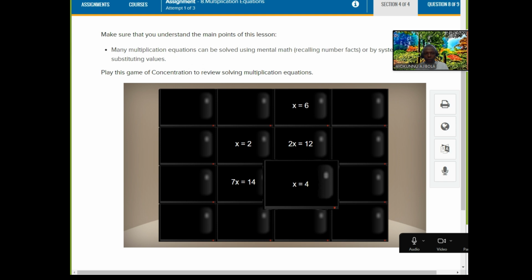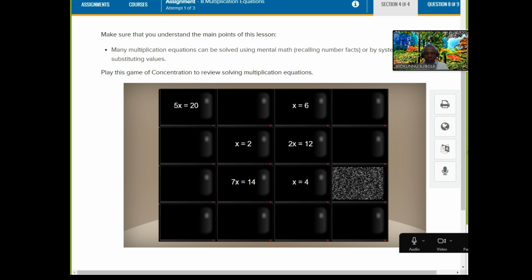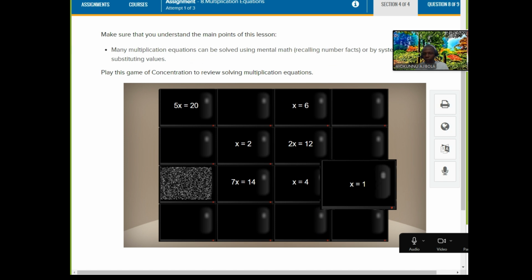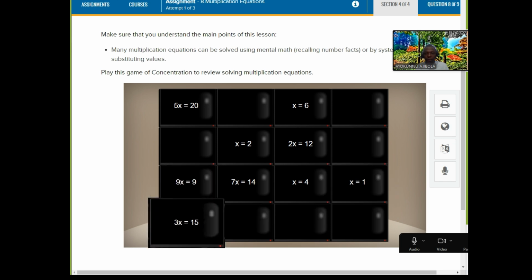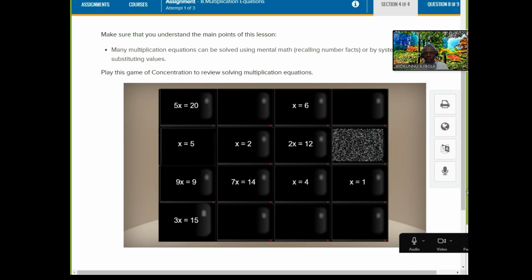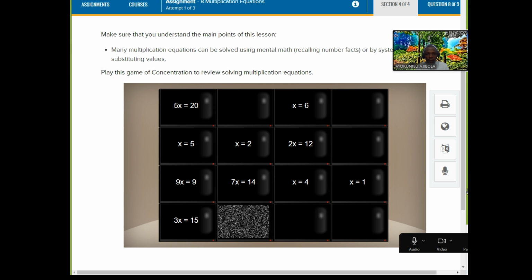Then this one says x equal to 4. Which one could have given us x equal 4? I think the first one, 5 times 4 is 20. Okay? Yes. Then this one says x equal 1. Remember when I said x equal to 1 for this first one? And the next one says 3x equal 15. That means x should be 5 because 3 times 5 is 15. Is that clear? Good.